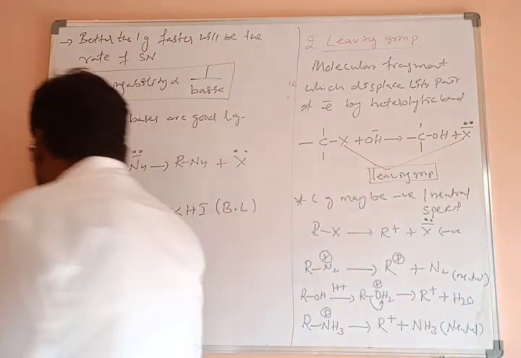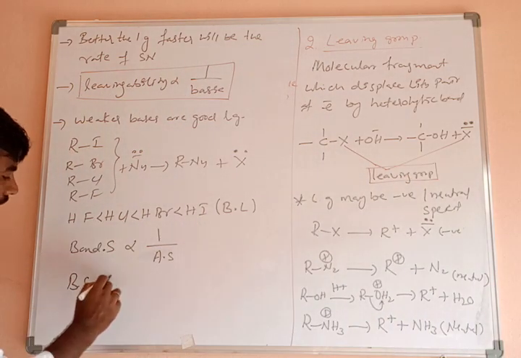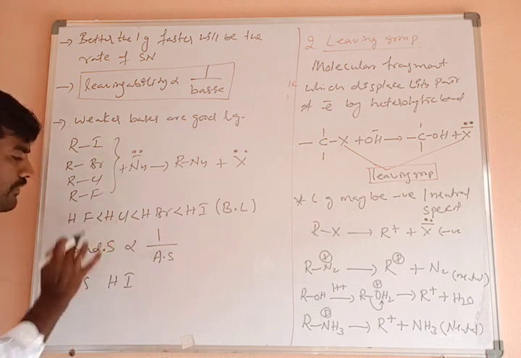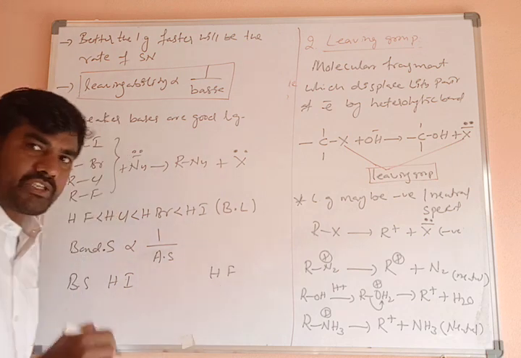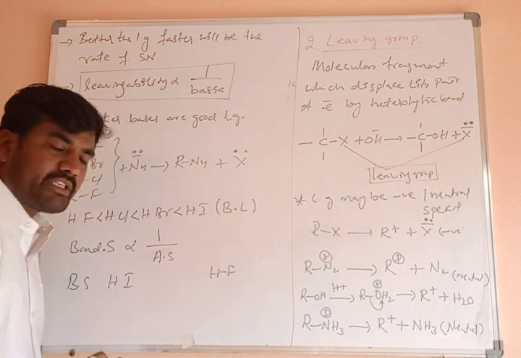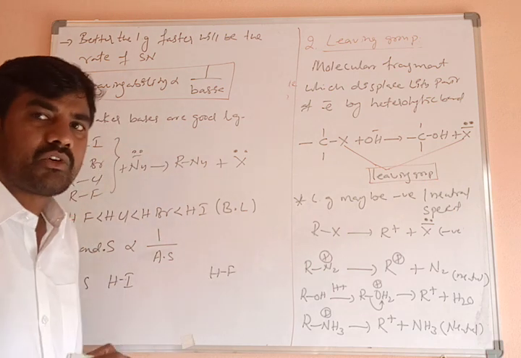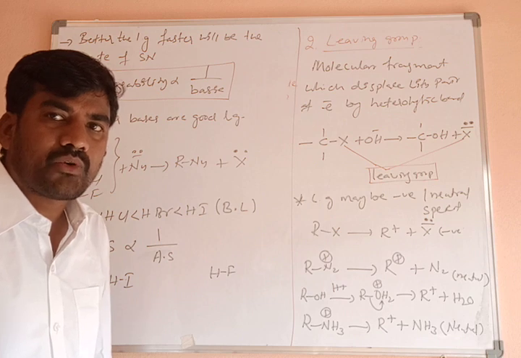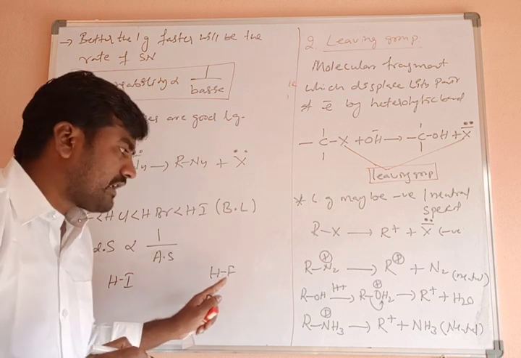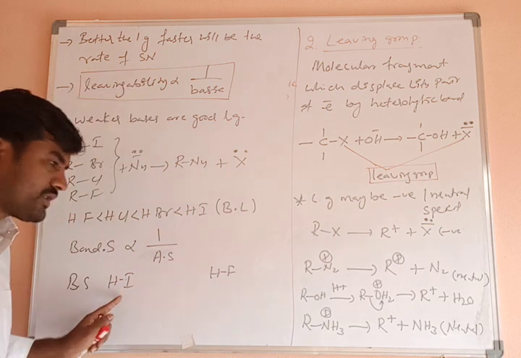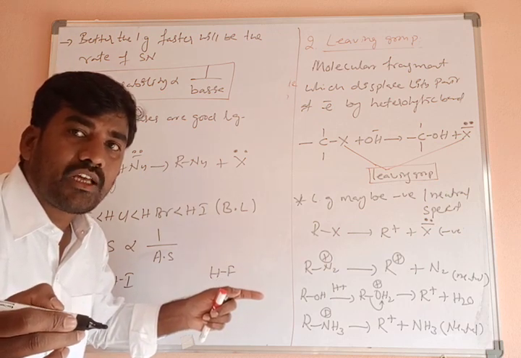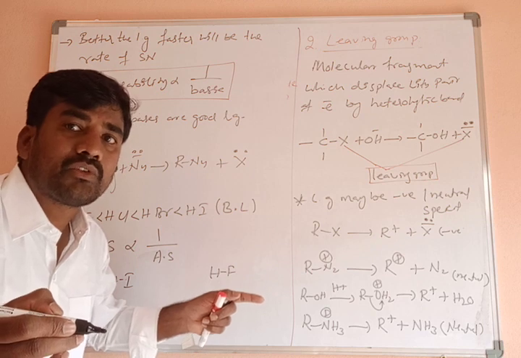The bond strength of hydrogen iodide is very low. On the other hand, hydrogen fluoride has a very strong bond, the smallest bond, so the bond strength is highest there. To break this bond requires more energy. To break the other bond requires less energy. The bond dissociation enthalpy of hydroiodic acid is much lower than that of hydrogen fluoride, because its bond length is largest and we can break that bond easily.